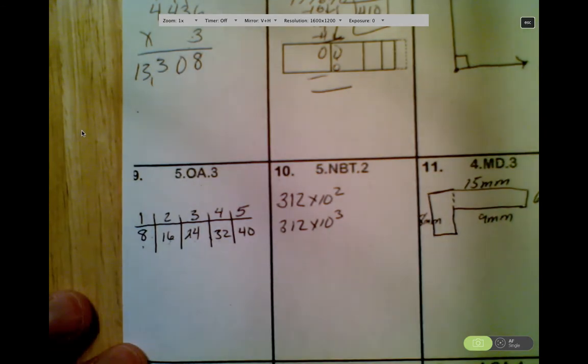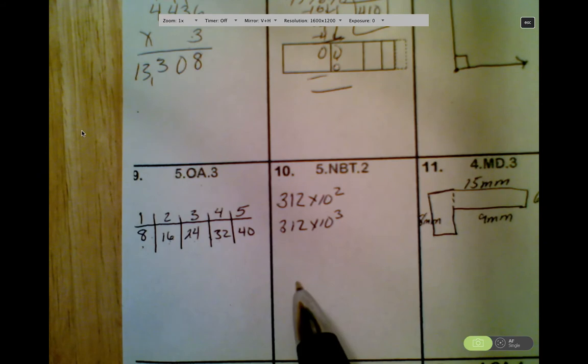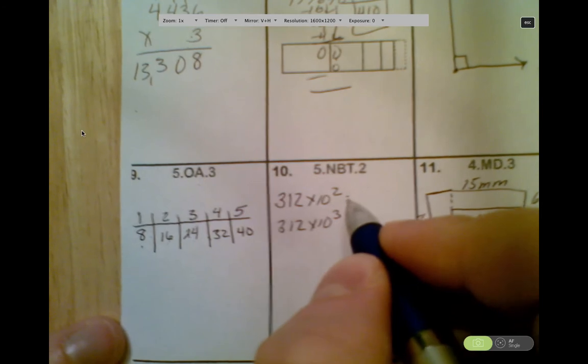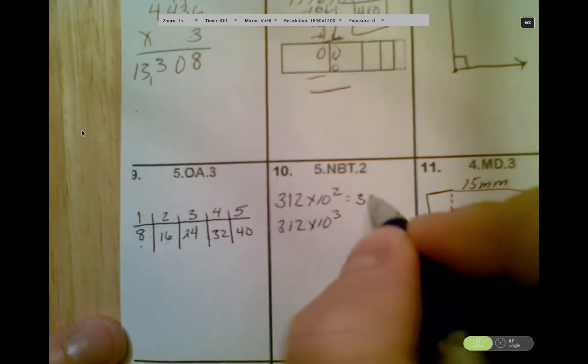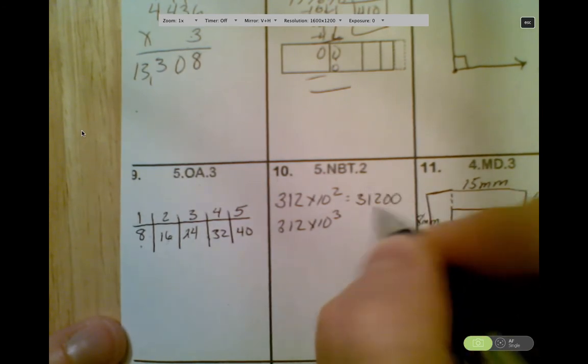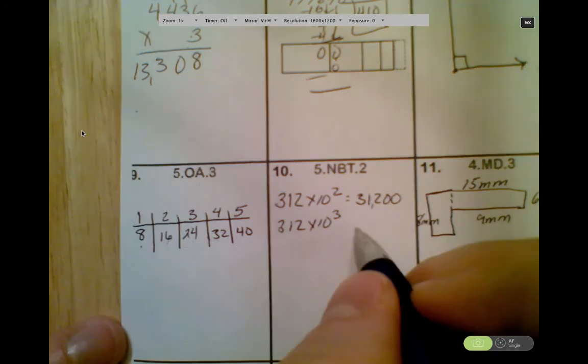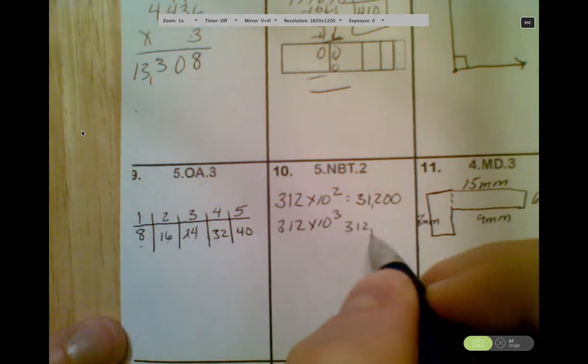Number 10. 312 times 10 to the second power. 312 times 10 to the third power. Describe the pattern and the number of zeros in each product. Well, if I multiply these together, this one would be 31,200, and this one would be 312,000.